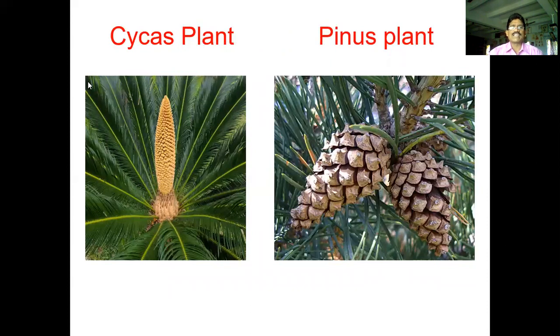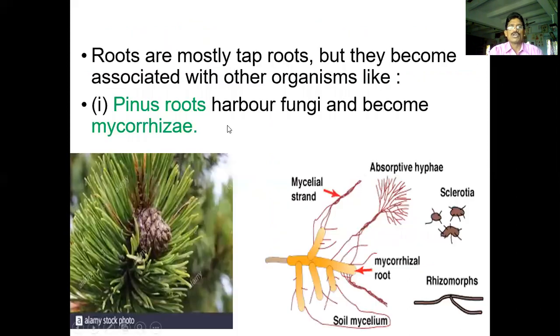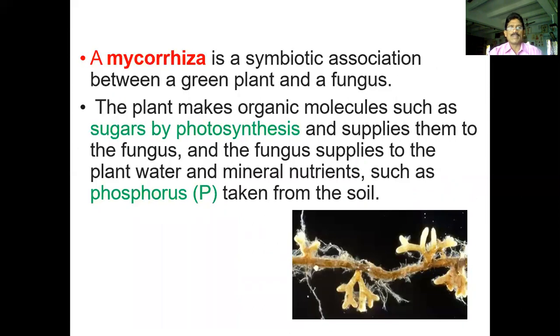When you see the example of cycas and the pinus plant, the cycas has cones. So this is a pinus plant. It also has cones. These are the leaves, you can also see. When you see these plants, the roots are mostly tap roots, but they have become associated with some other fungal organisms. The example of pinus roots has mycorrhiza. The mycorrhiza go into the roots of these plants. These mycorrhiza are fungi. The mycorrhiza can absorb phosphorus and supply it to the plant body.